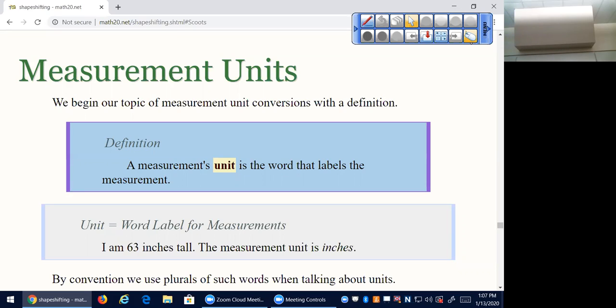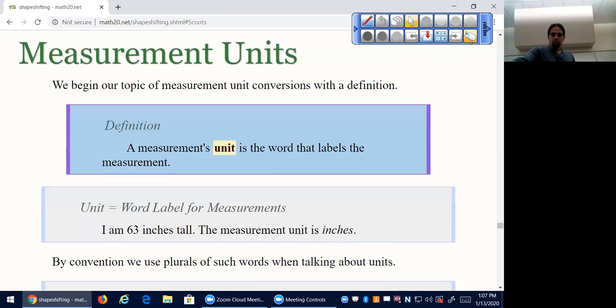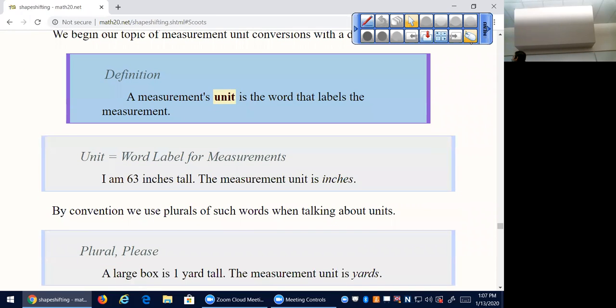A measurement unit is the word that labels it. Like if I'm 63 inches tall, then we say it's inches. By convention, it's plural. Even if something was 1 yard, we'd say the unit is yards, not yard. I'm not sure why English works that way, but it does.